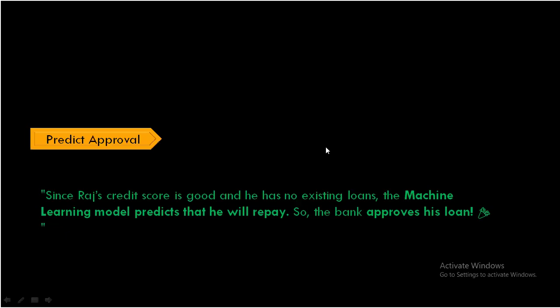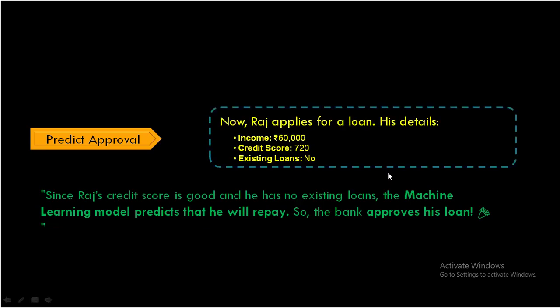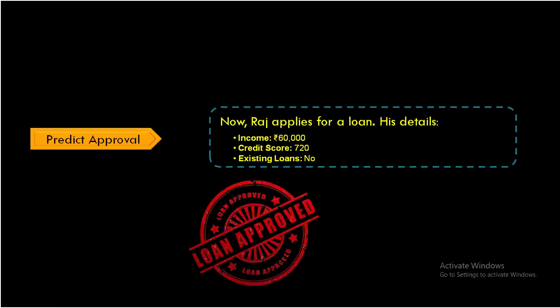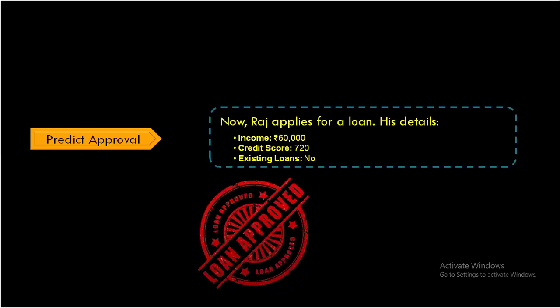So in this case, yes, the machine learning model. If you train it with the historical data, and apply the trained model on unseen data, the new data, it makes the prediction without writing any program explicitly. Now, Raj applies for a loan. His data is this one. Since Raj's credit score is good and he has no existing loan, the machine learning model predicts that he will repay. So now the bank approves his loan. This is how the machine learning model works.